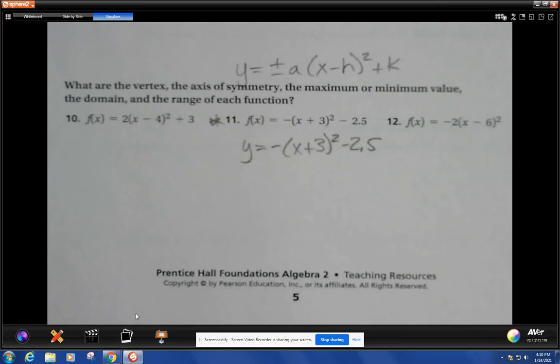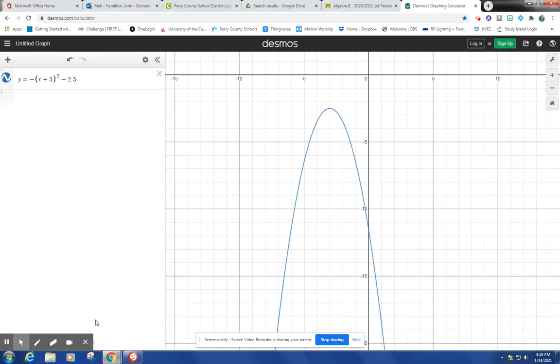So we're not going to be worried about domain because the domain is the same for any quadratic function. So I'm not really worried about domain at all. All we're really worried about is the range. So let's take a look at this real quick. First, I need to find out where the vertex is.